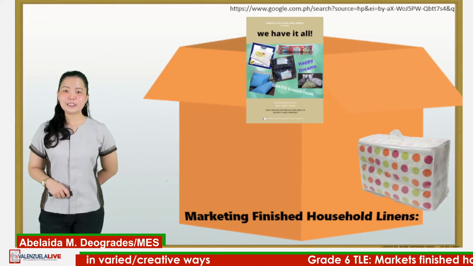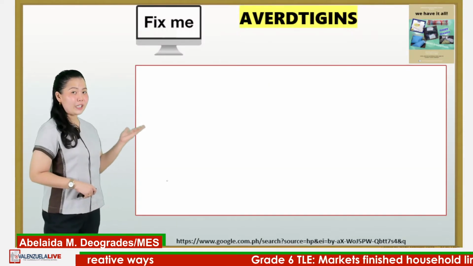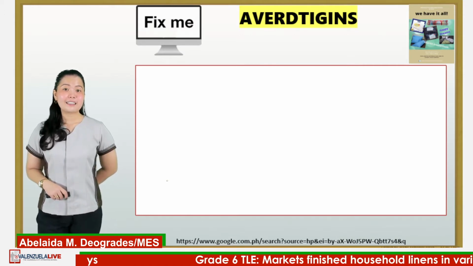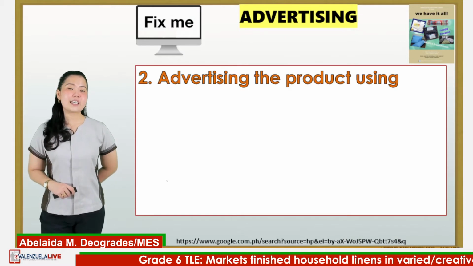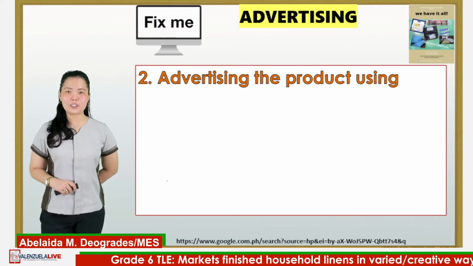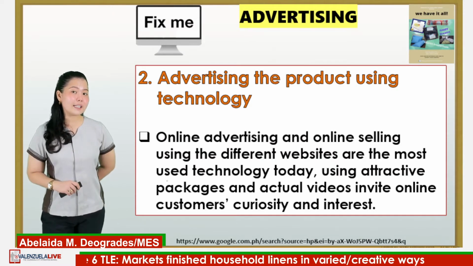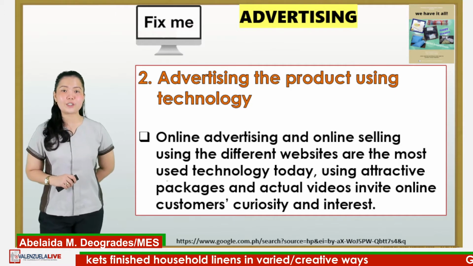Next, number 2. Fix me. What word is form? The answer is advertising. Advertising the product using technology. Online advertising and online selling using the different websites are the most used technology today.